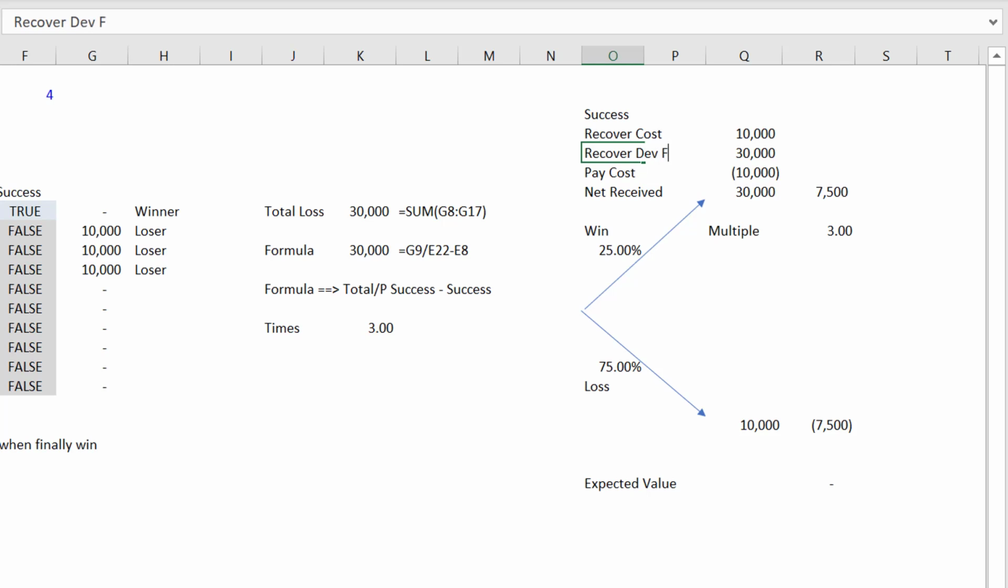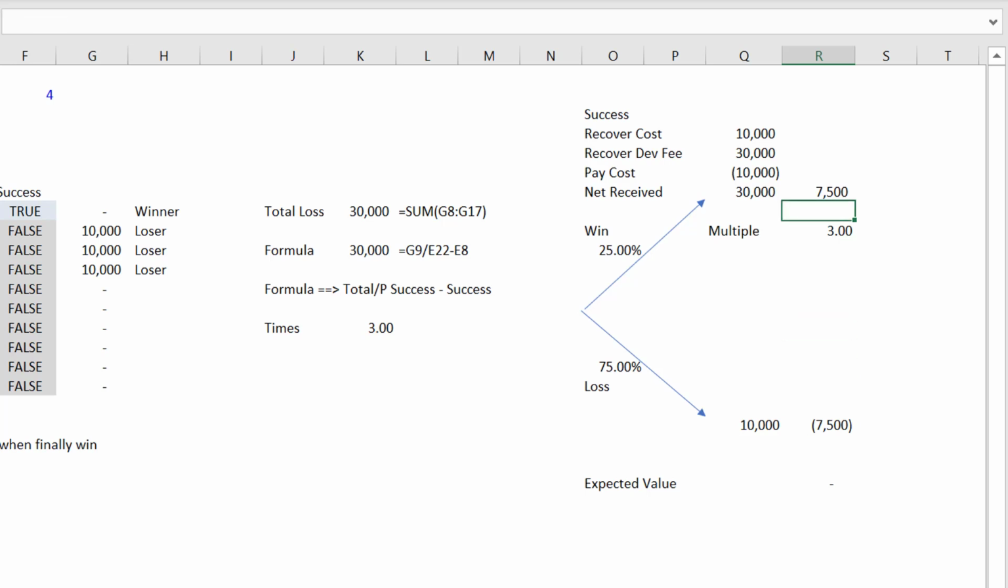I'll just abbreviate it. Okay, that's the amount we need to recover. Now, when I used to go to university, they used to tell me about expected value, and they said the expected value is the probability of winning times how much you receive when you win. And then you've got the amount if you lose, and you've got a 75% chance of losing. So this is the expected value.